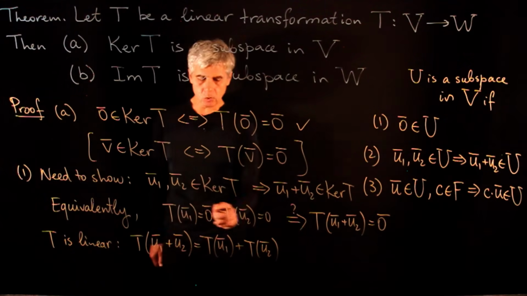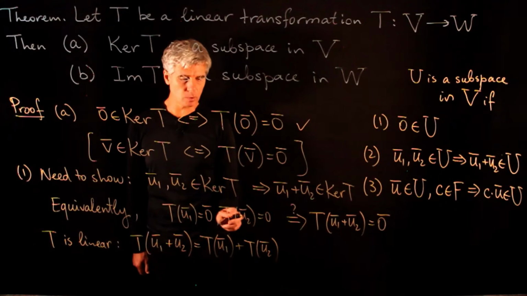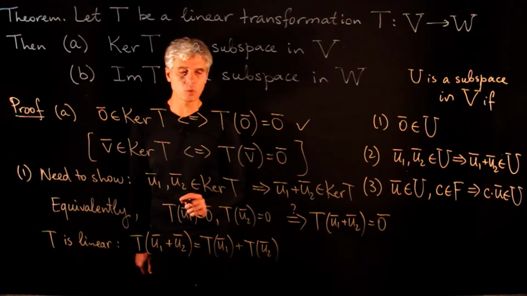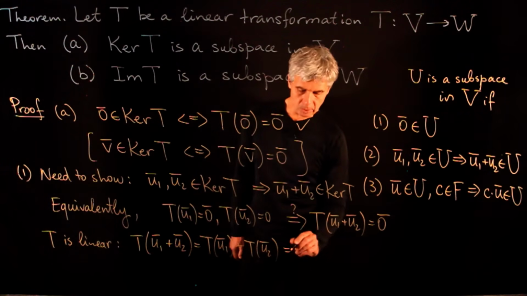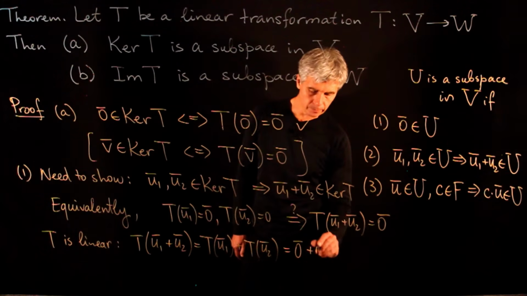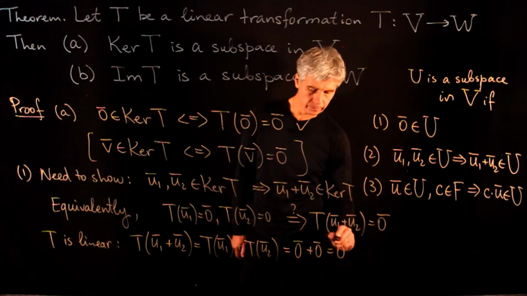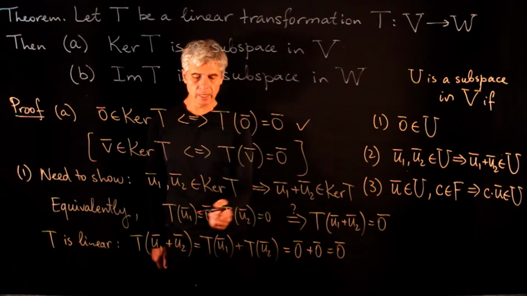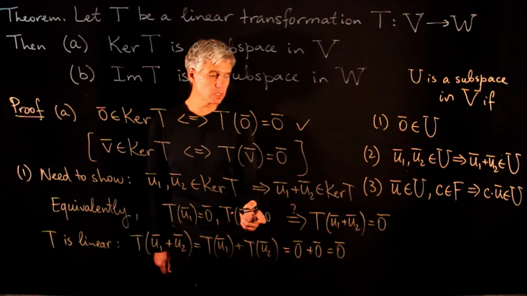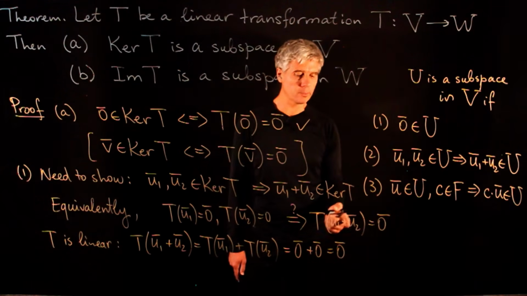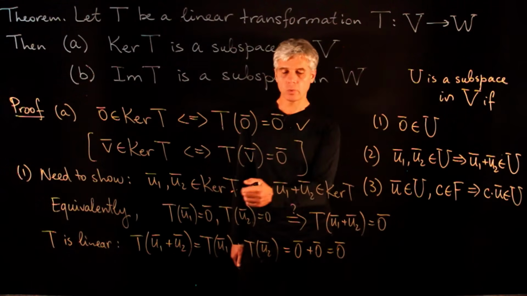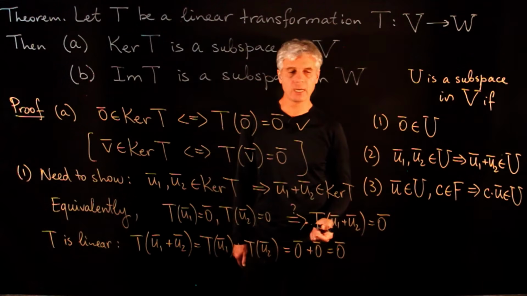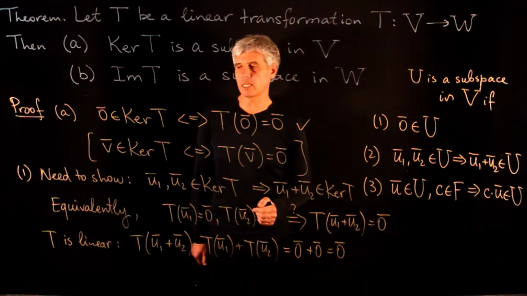But here we're assuming that T of U1 is 0 and T of U2 is 0, because we're assuming that these two vectors belong to the kernel of T. And so this becomes 0 plus 0, which is 0. And so this shows that if we assume that T of U1 is 0 and T of U2 is 0, then T of U1 plus U2 is also 0. Which shows the second property of a subspace for the kernel of T.